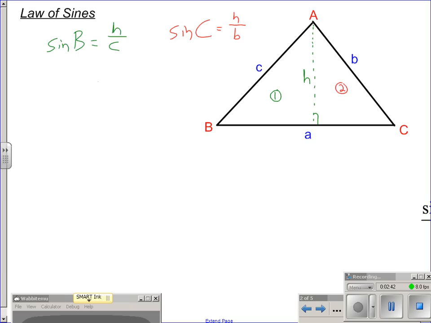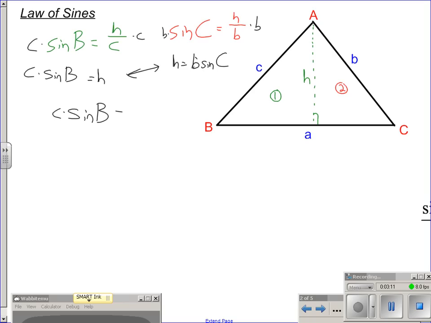So I'm going to solve each one of these for H. I'm going to multiply both sides by C. Same thing on this one, multiply both sides by B. That gives me H equal to B times the sine of angle C. Now, both of these equations equal H. It's the same segment, so these expressions are equal to each other. C times the sine of angle B equals B times the sine of angle C.